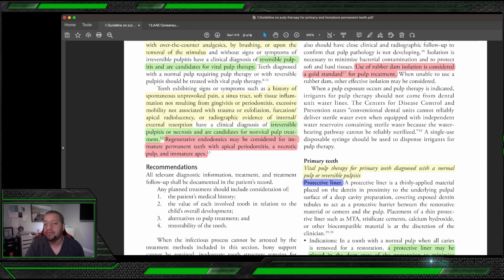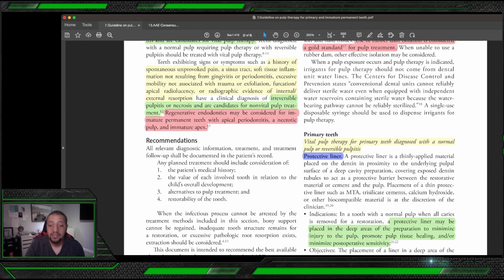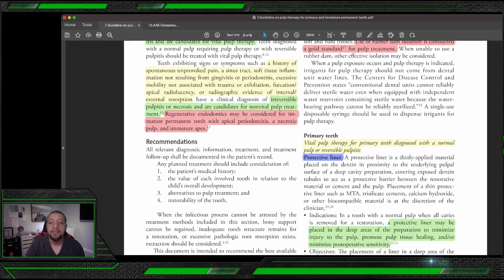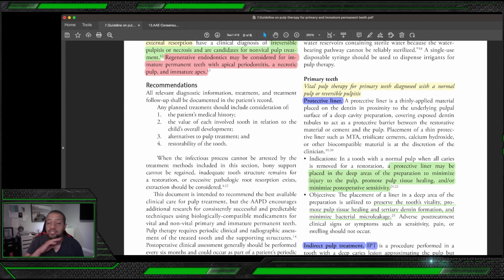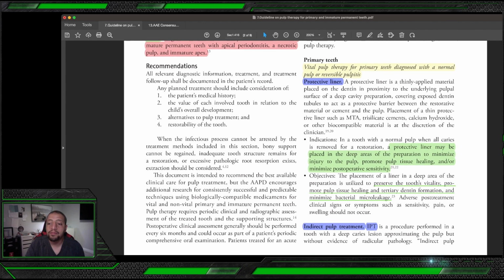Okay, so we speak about the second factor now. It's primary teeth or permanent teeth. So first scenario, vital with a primary. The first thing you might think about is a protective liner. If the cavity is big and the caries is reaching the inner half of dentin, you might give a protective liner, placed in the deep areas of the preparation to minimize injury to the pulp, promote pulp tissue healing, and or minimize post-operative sensitivity.